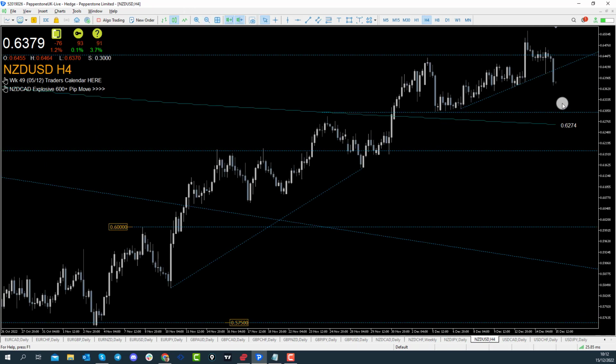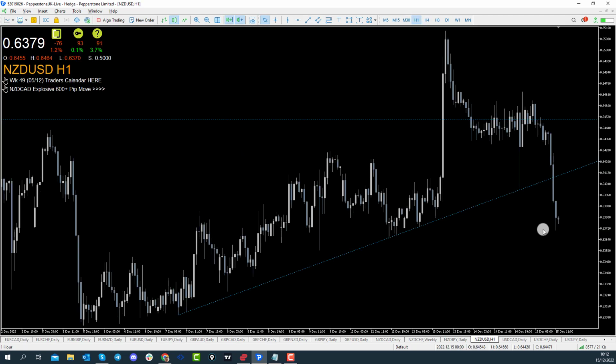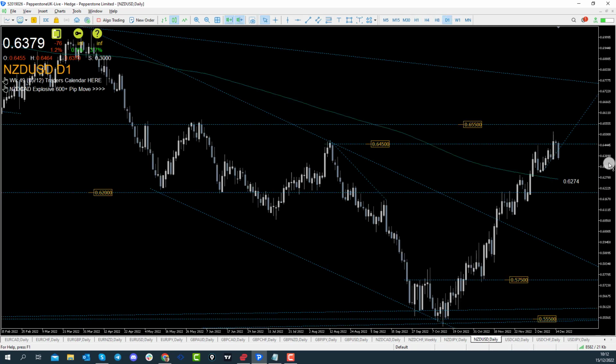Now, if I look at the 4-hour time frame, we've broken through trend line support here. We've closed below, suggests to me that we could see some further downside as well. So you might want to be looking to see if price pulls back on your lower time frames to look for lower high opportunities there on your New Zealand US dollar.